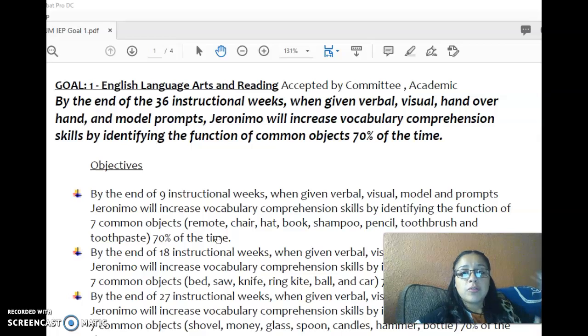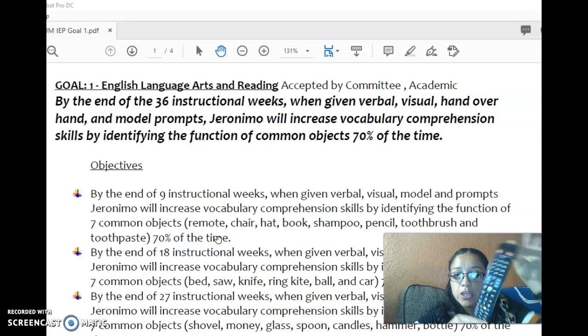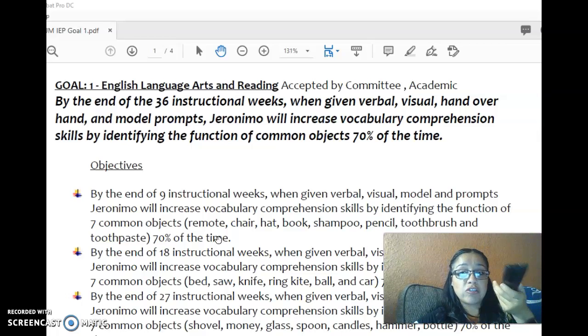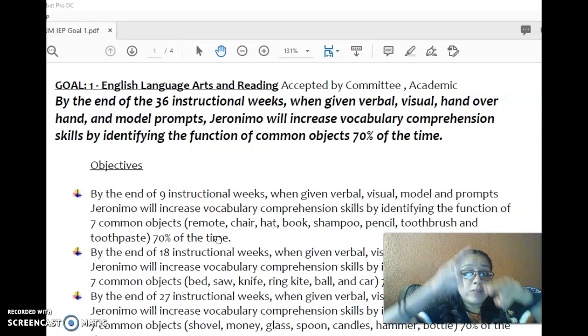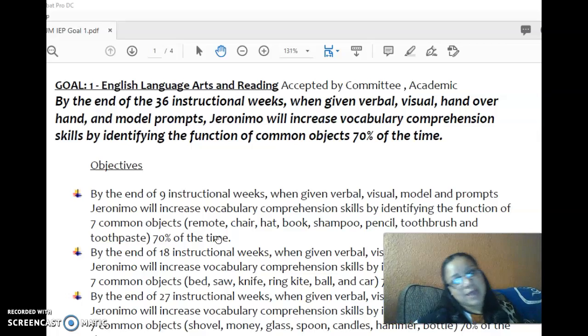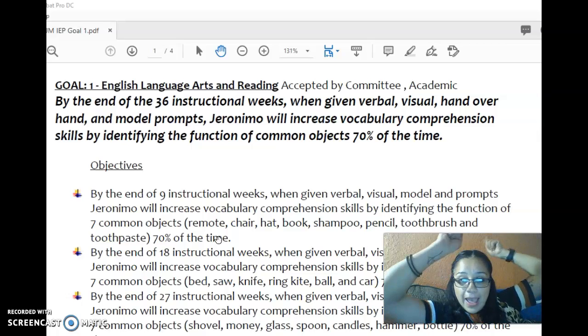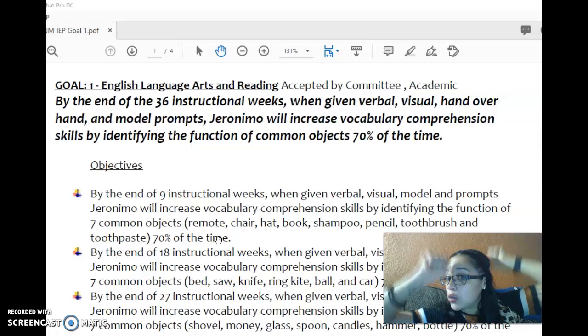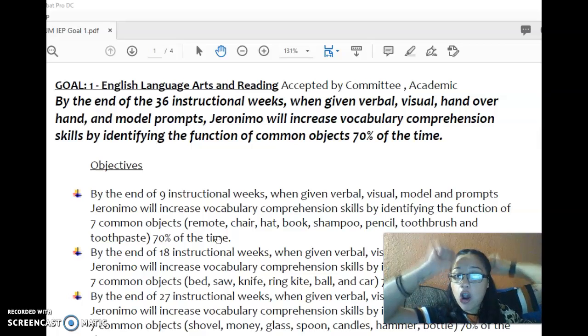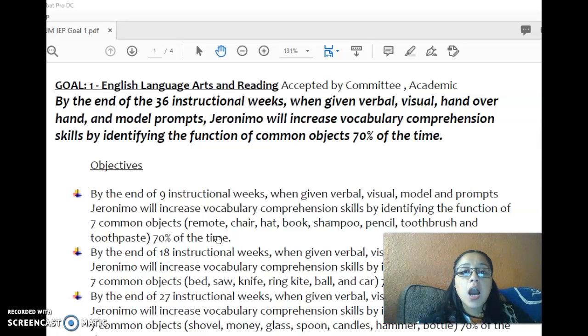So a remote. What do you use a remote for? So a remote is used to change the TV channel. What about a chair? A chair, you use it to sit, like me, like I'm sitting right now. I am sitting on a chair. What about a hat? A hat, you put it on. You wear it on your head. A book, you use a book to read. So you use a book to read.